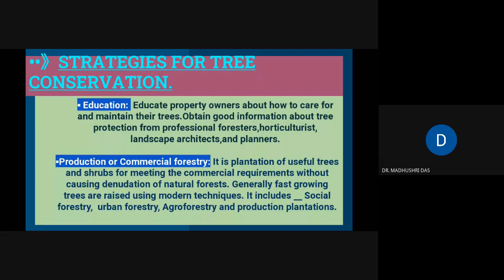secondly, production or commercial forestry. It is a plantation of useful trees that serves to meet commercial requirements without disrupting the natural forest. Generally, it includes social forestry, urban forestry, agroforestry, and production plantation.